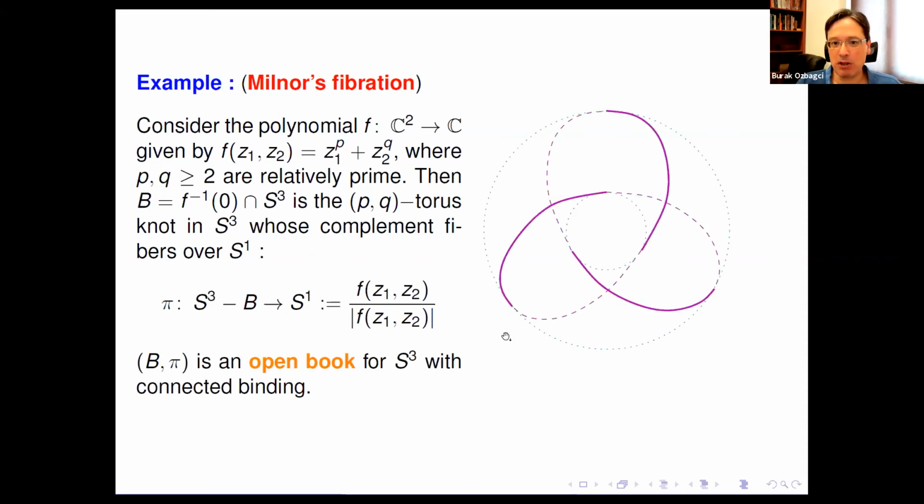Here is a schematic picture of that. Actually, you see in the background a torus, and I drew a torus knot on the torus, which is a (2,3) torus knot. And this is known as the trefoil. And Milnor's fibration says that the complement of the trefoil fibers over the circle, whose fiber is actually a genus 1 surface.